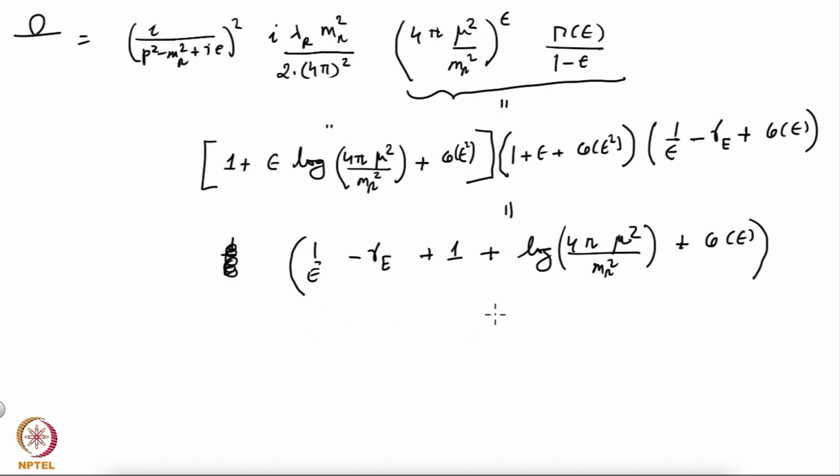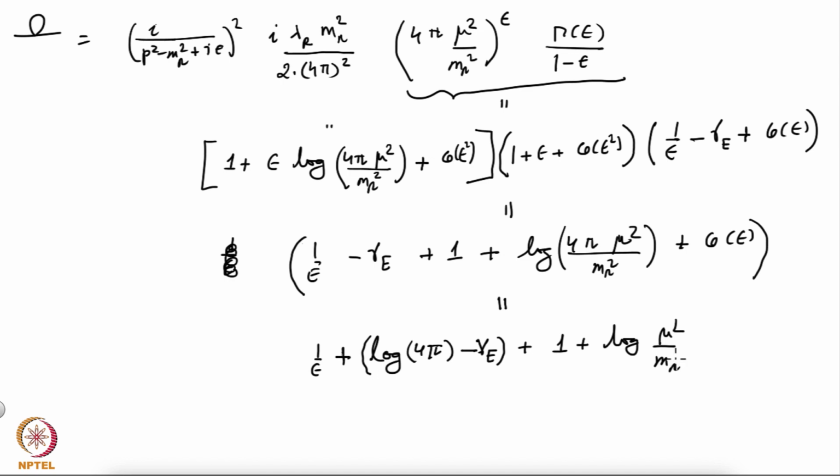I will rewrite it a little bit differently. I will write it as 1 over epsilon plus log of 4 pi, that is log of 4 pi coming from here, minus Euler gamma, that is from this term, plus 1 plus log of mu square over mr square plus order epsilon. So that's the result for this.